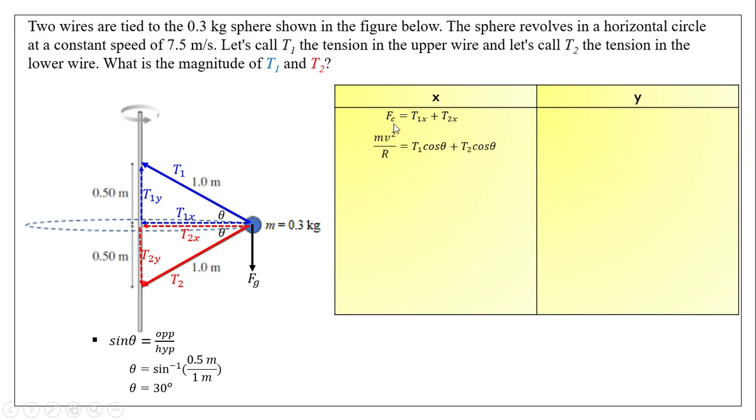Here I can break up F_c into mv squared over r. Here the mass is given to me, which is 0.3. The speed here is given to me as 7.5 in the wording.